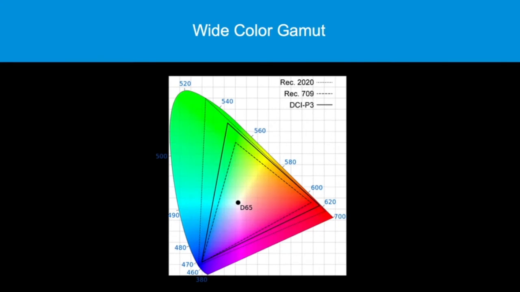HDR isn't just about brightness. It also supports a much wider, richer color gamut. In this slide, you can see the CIE 1931 color space diagram. The smallest triangle in the middle of the diagram represents the Rec 709 color gamut. The solid triangle on the outside of that represents the DCI, or Digital Cinema, P3 gamut. And finally, the largest triangle on the very outside represents the Rec 2020 color gamut.